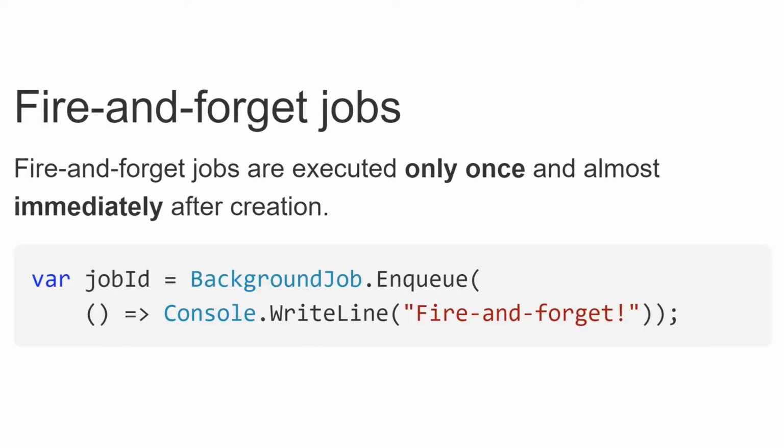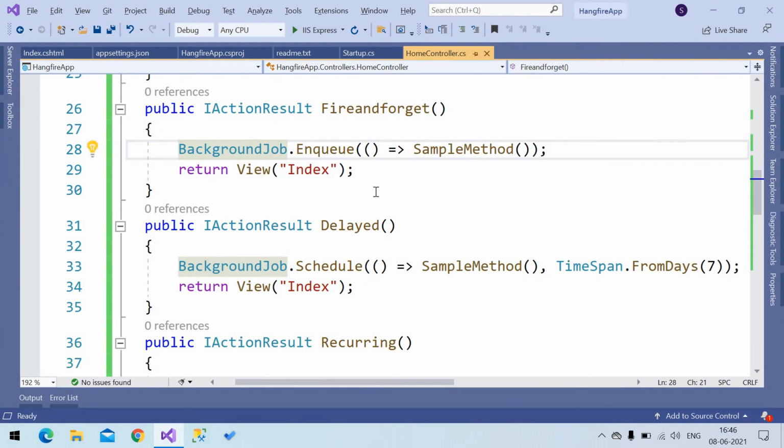Let's look at the implementations of the different jobs. First one is a fire and forget job. If you want to create a fire and forget job, you need to use the BackgroundJob.Enqueue method, like this one. So let's implement this one.